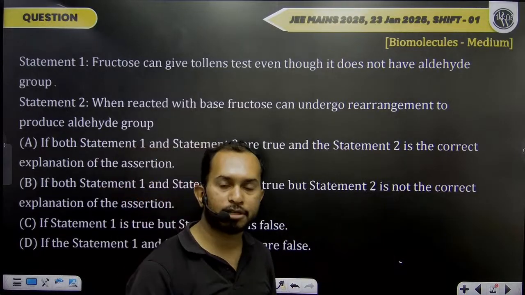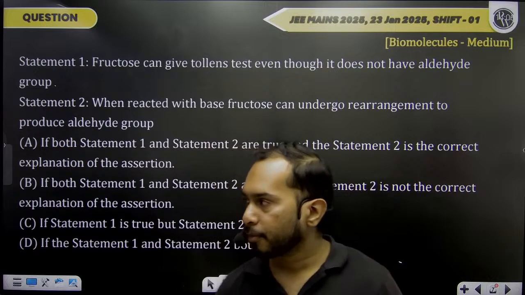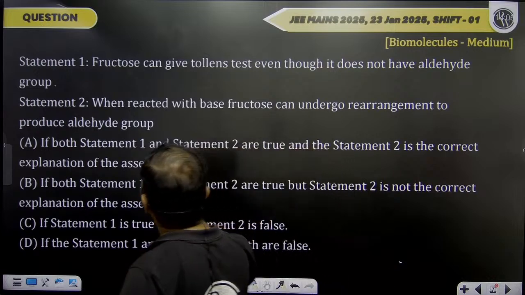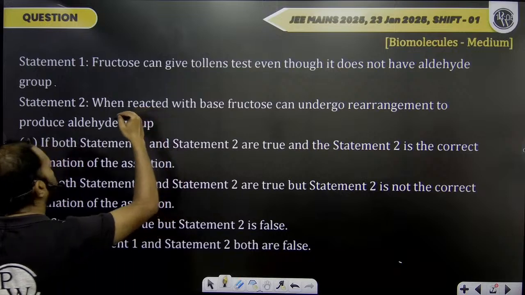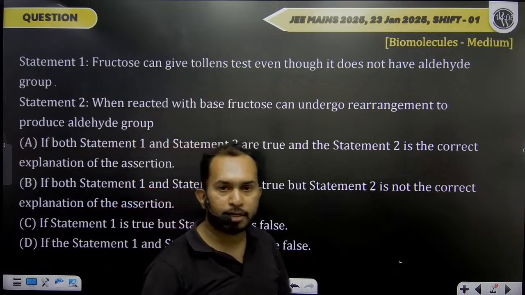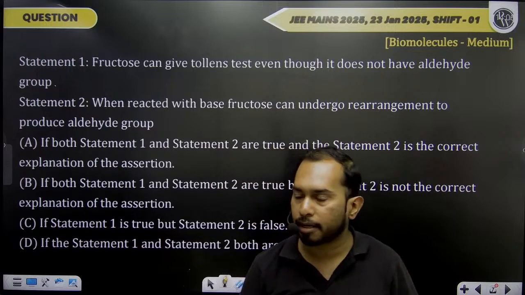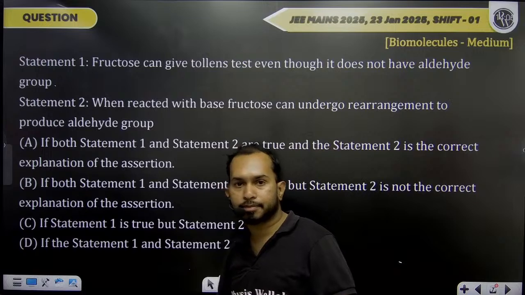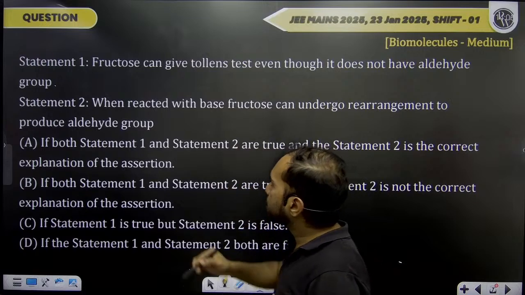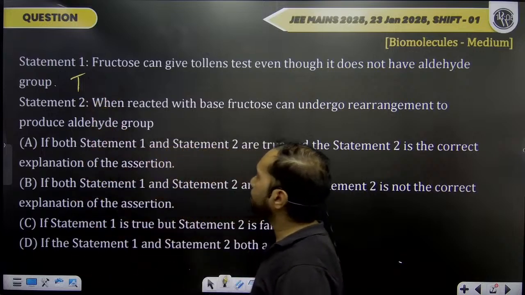The main functional group in fructose is ketone, but even though it gives the Tollens test. Why? Because in basic medium, fructose will form the C2 epimer of glucose. You can also say that fructose in cyclic form will exist as hemiacetal, and hemiacetals give the Tollens test. So statement 1 is true.